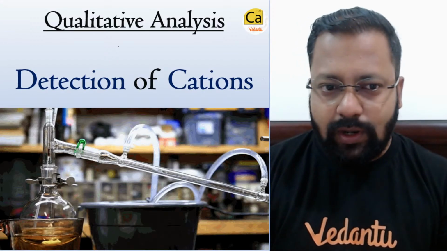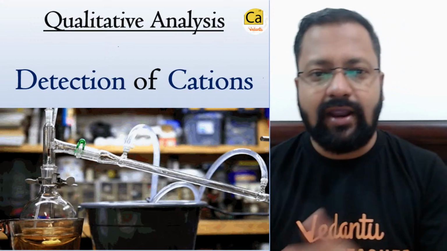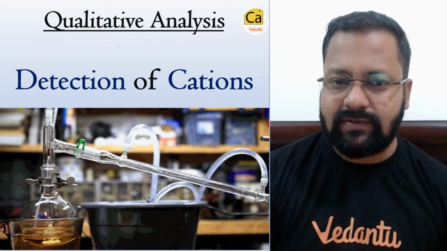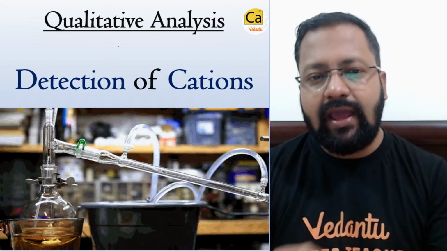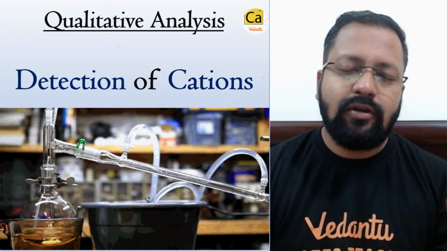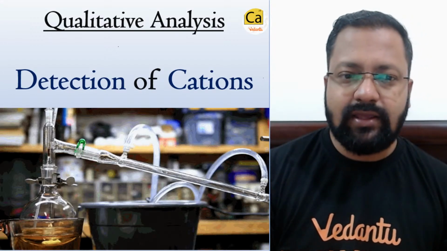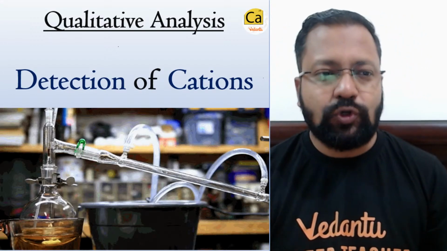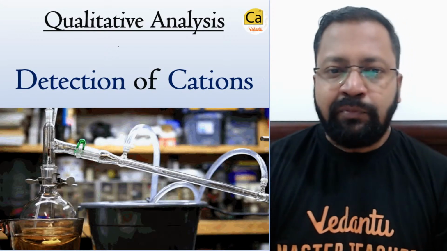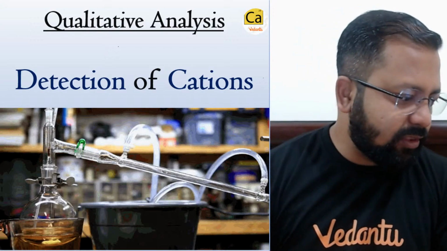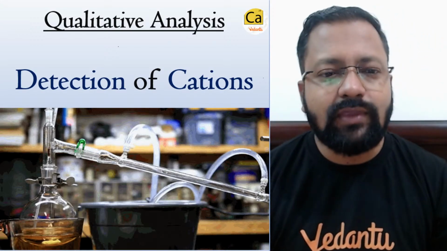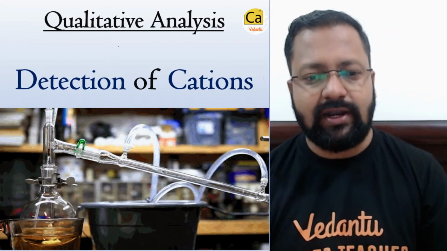So we started with identification of acid radicals. Then we discussed the tests for acid radicals, the dry tests and the wet tests. We did that, and until now what we have done is the dry test for cations. So today we would be discussing the wet test for cations.